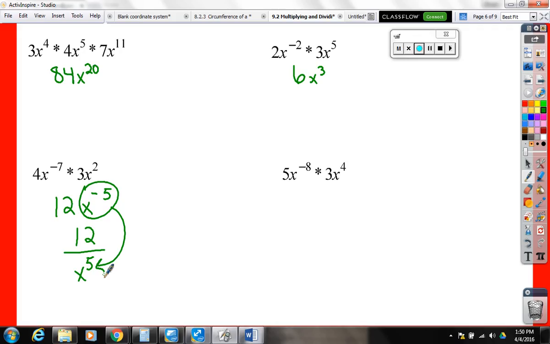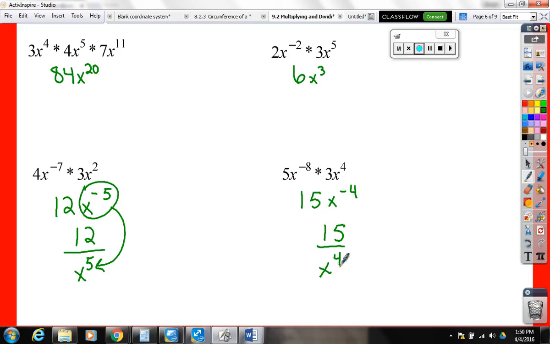Okay, let's do this one. Nick. 15x to the 4th power. Careful, negative 8 plus 4 is? Negative 4. Negative 4. Okay, how would I rewrite that without a negative exponent? 15 over x to the fourth. Good. See what I need to do?